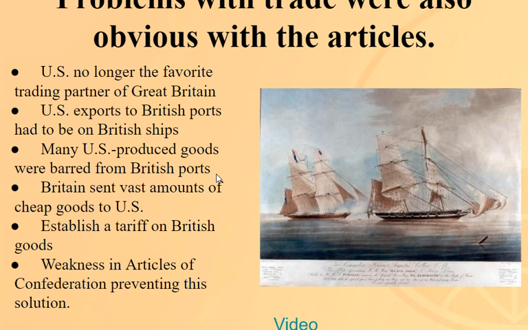The Brits, on the other hand, were sending cheap goods to the United States, and people were buying them because they were cheaper than things they could get in America. There were no established tariffs on British goods, and weaknesses in the Articles of Confederation prevented this solution.